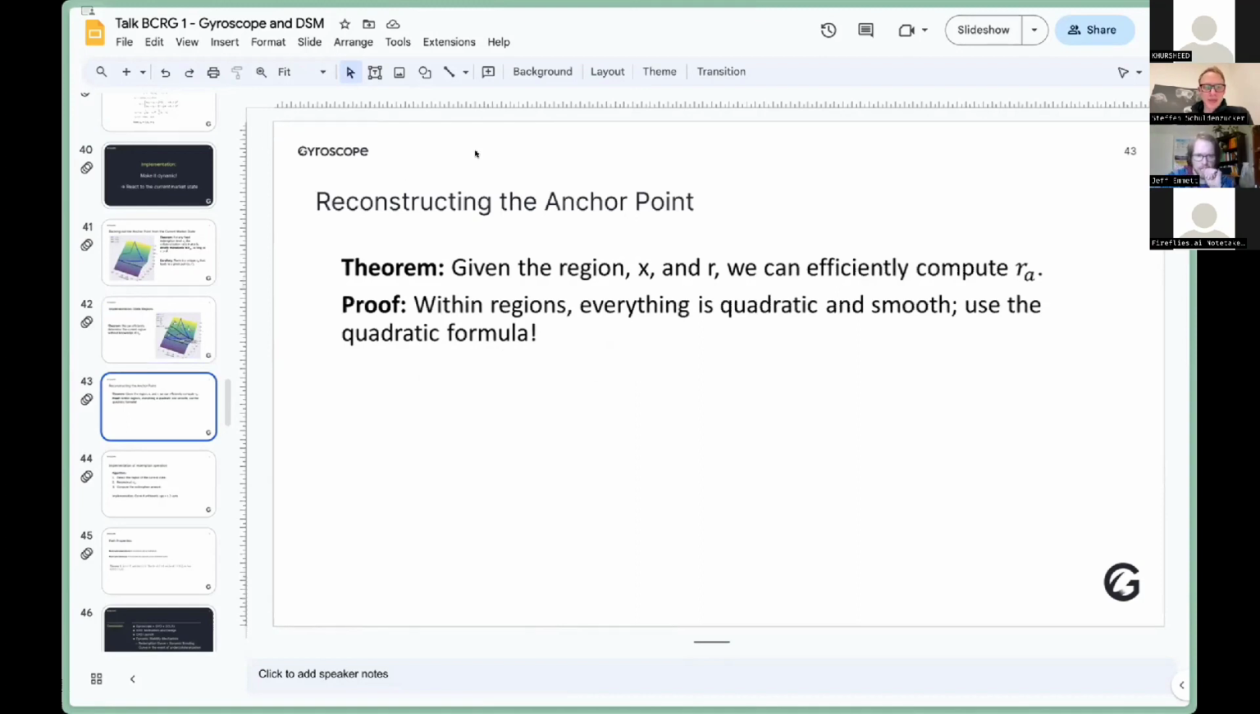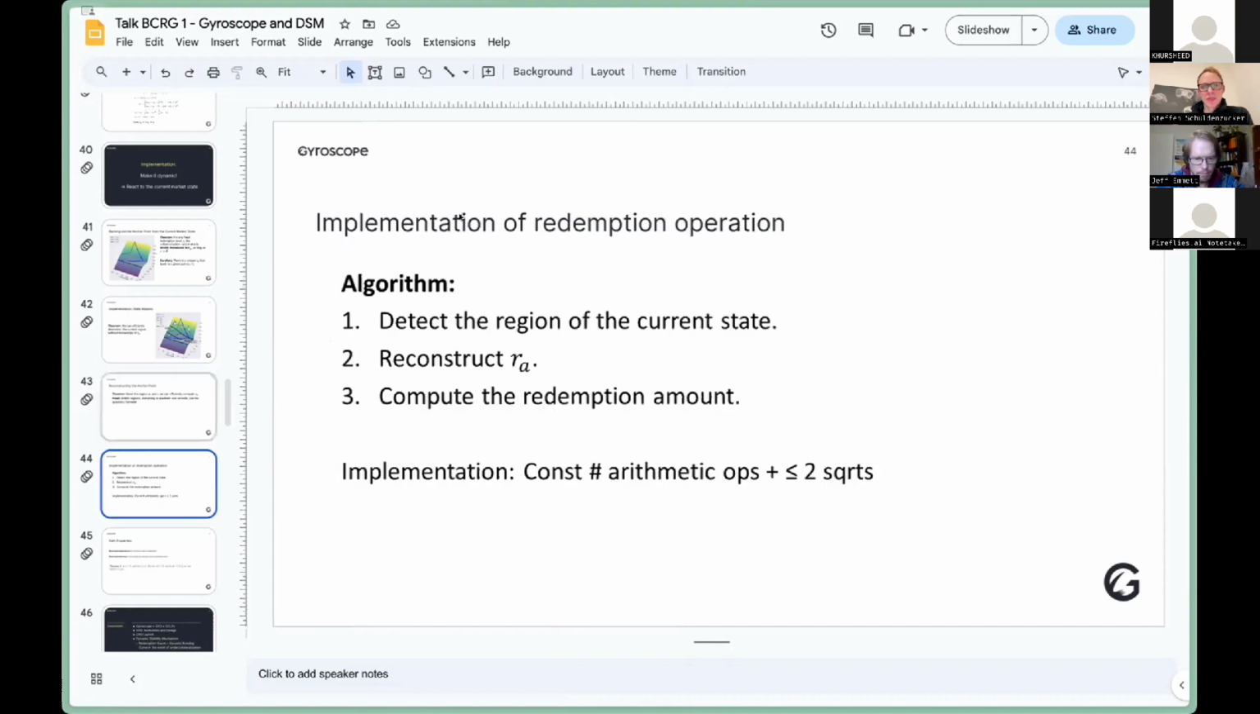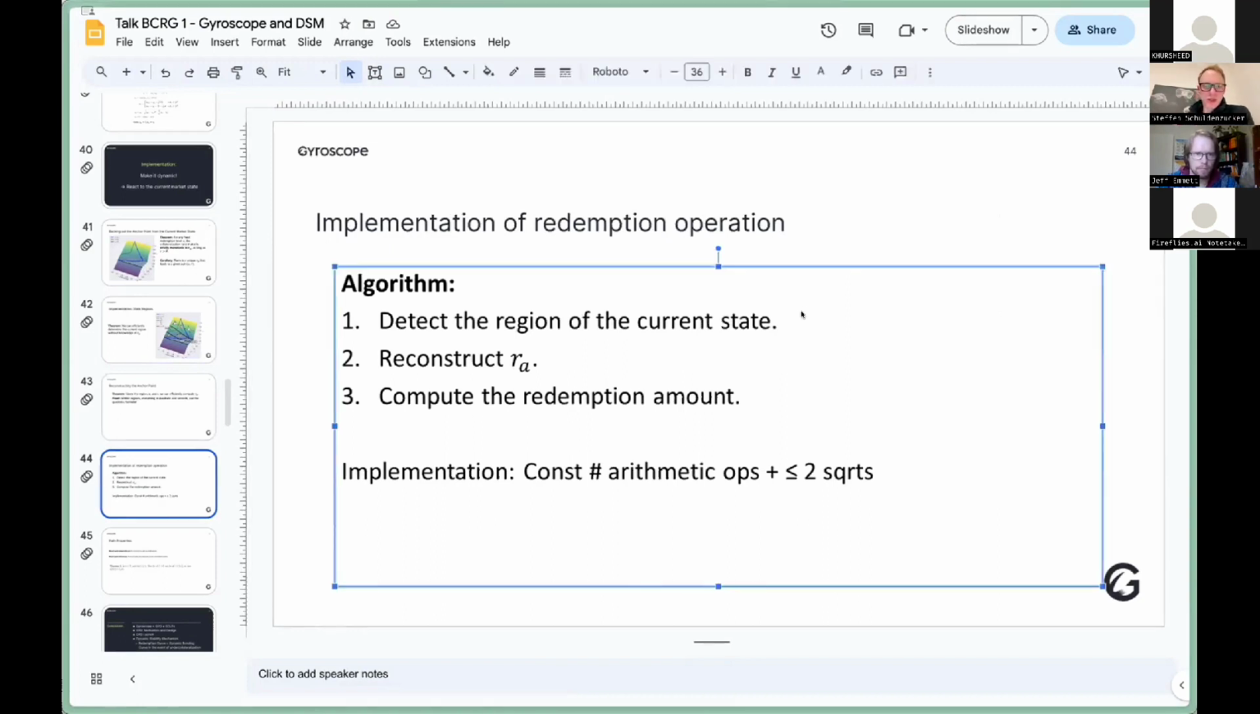And if you believe what I said before, then our algorithm for the system to figure out how many tokens it should redeem in an undercollateralized state is that we detect the region of the current state. We reconstruct the anchor reserve ratio. Based on that, we can compute the redemption amount, because that has fully specified our redemption curve model. This is very complicated to describe, but if you count, you only need about 2 square roots to do this.